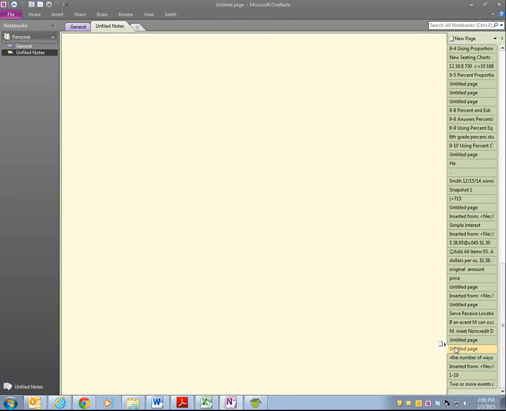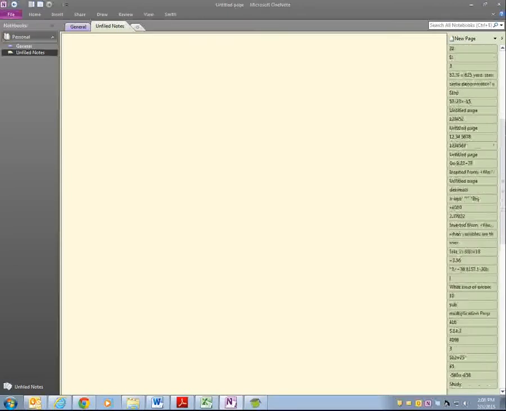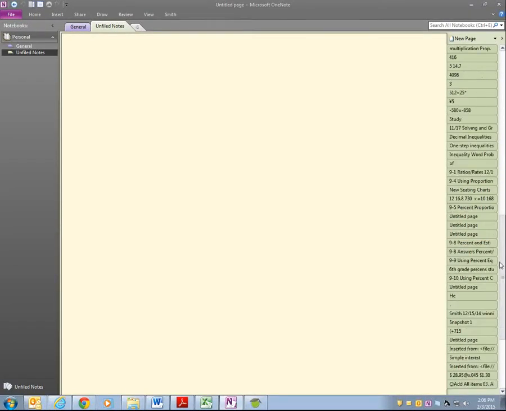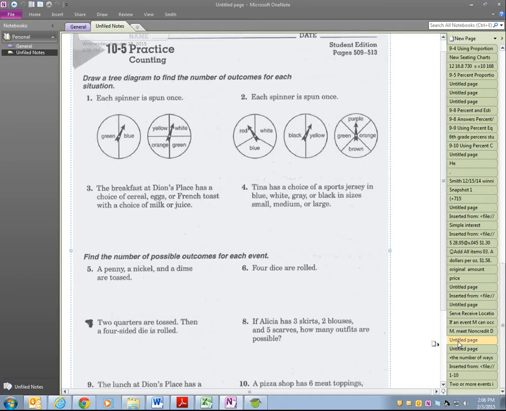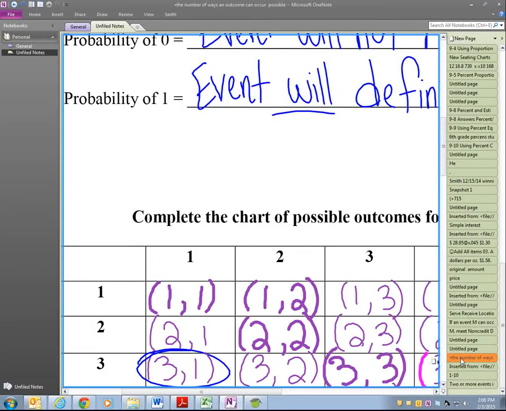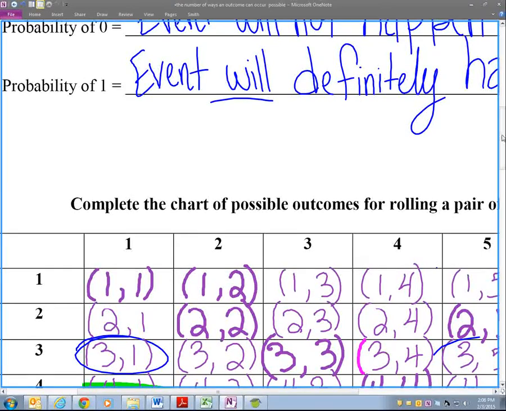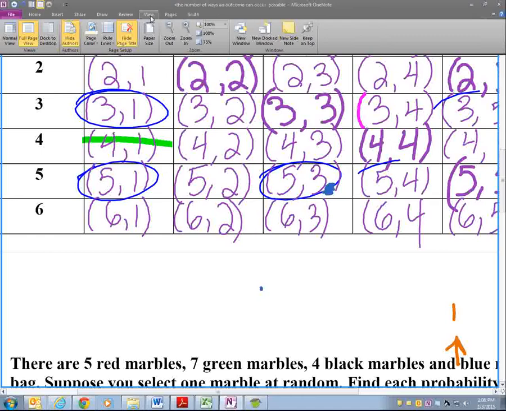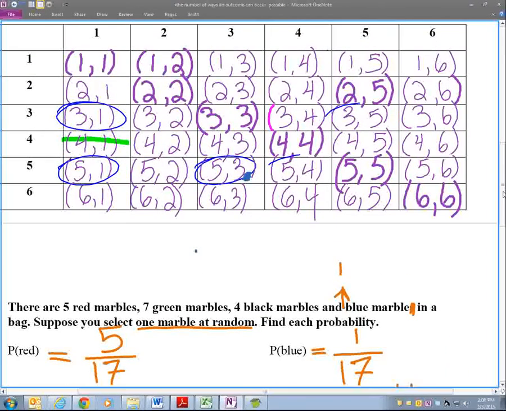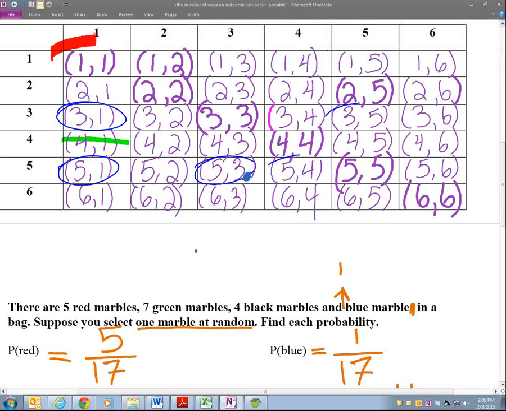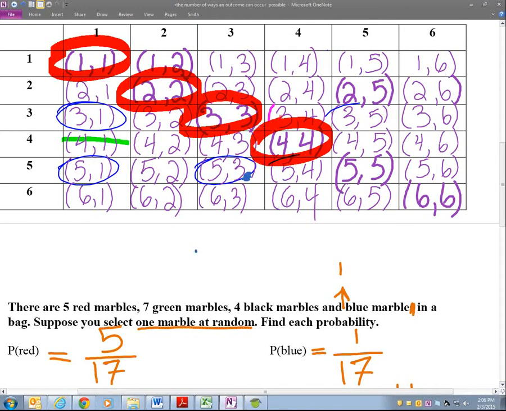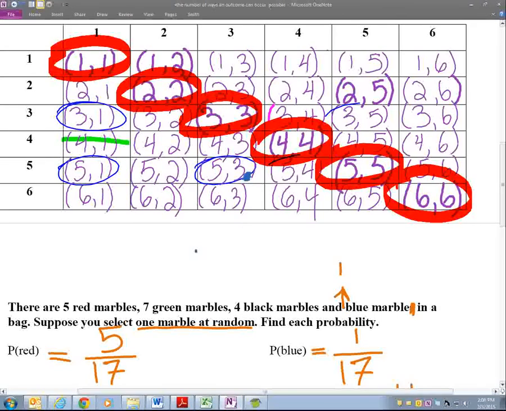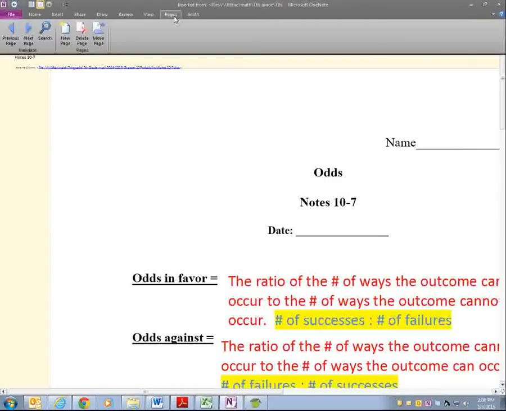Is this the page I'm looking for? Yes. All right. How many doubles are there in here? This is the table that we created last Tuesday after watching Bill Nye. So how many doubles are in here? There's 1, 2, 3, 4, 5, 6. There's 6 of them. 6 out of how many? There's 6 out of 36. I thought it was 6 out of 40.